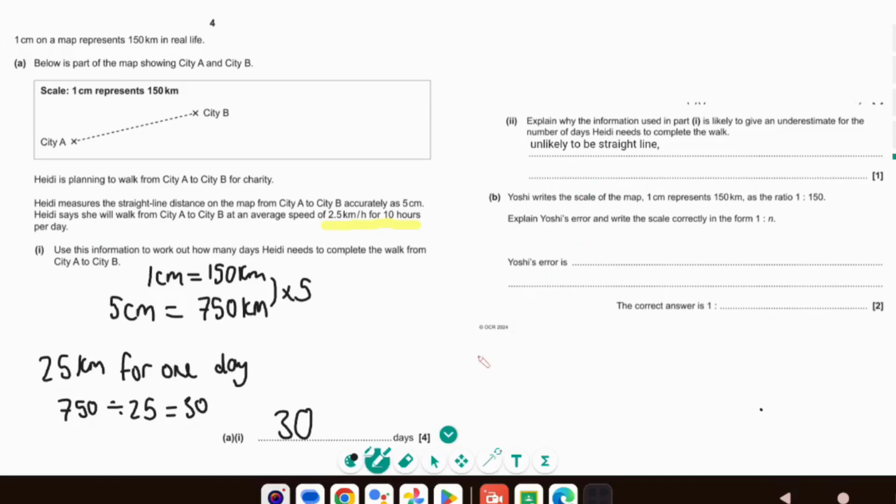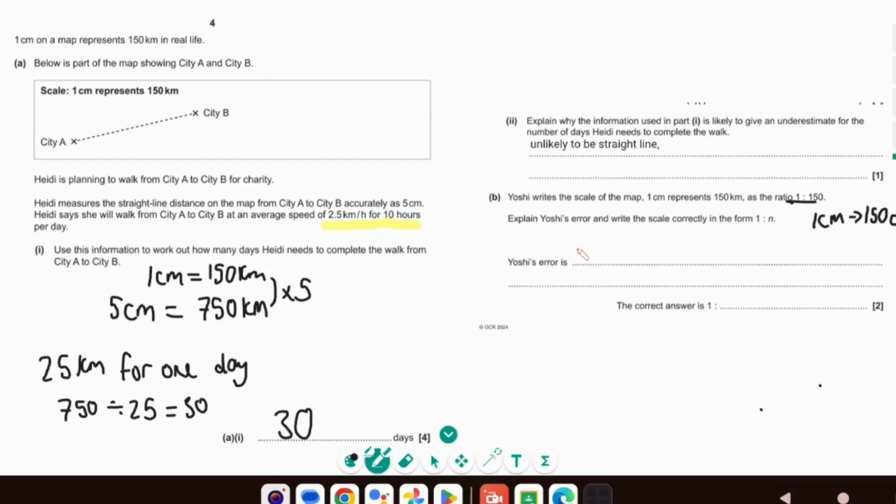Yoshi writes the scale of a map: 1 centimetre represents 150 kilometres, as the ratio 1 to 150. Now, on a map, that ratio is centimetres to centimetres. So 1 centimetre represents 150 centimetres. The scale given as a ratio on a map is always centimetre to centimetre, so that's Yoshi's error.